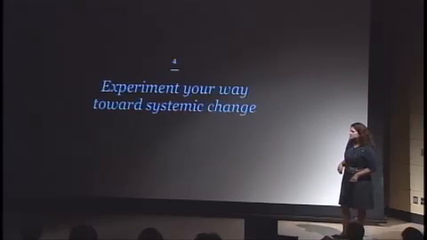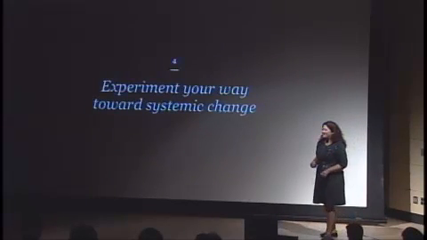Fourth tip, experimenting your way towards systemic change. Now, one of the things that happens in education a lot is we can envision very quickly. We can say, imagine if classrooms look like this, imagine if schools look like this. But because we have a current system, it's very hard to get from where we are right now to what we can imagine. So how do you get there? How do you get through that gap?